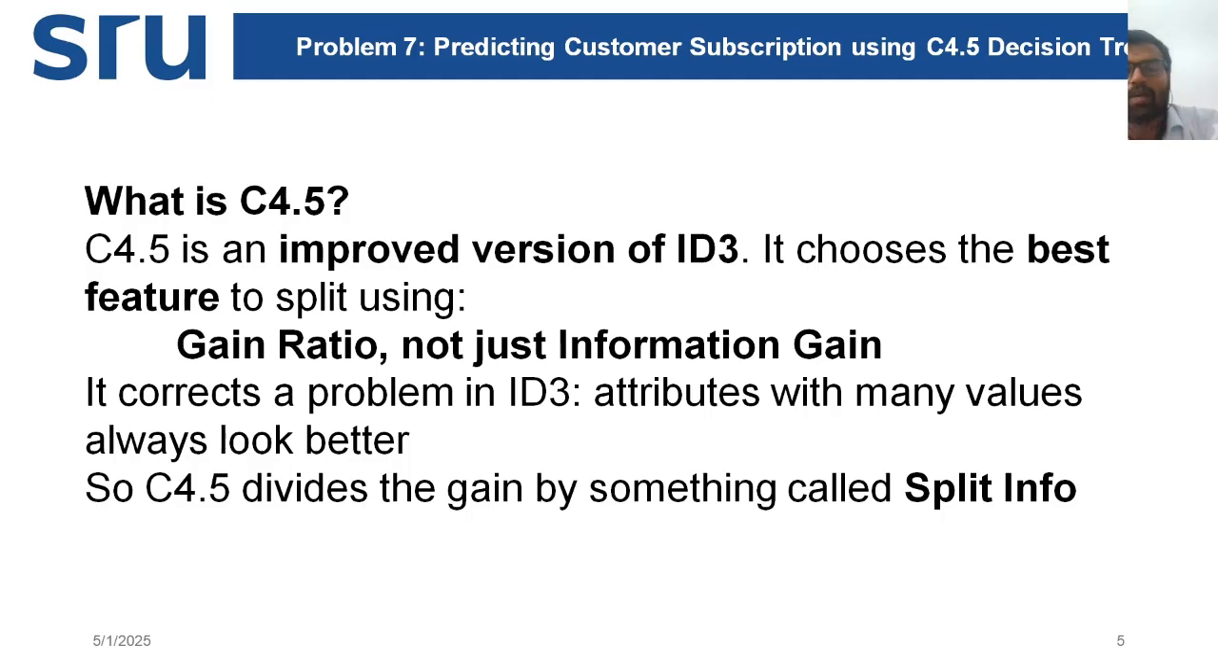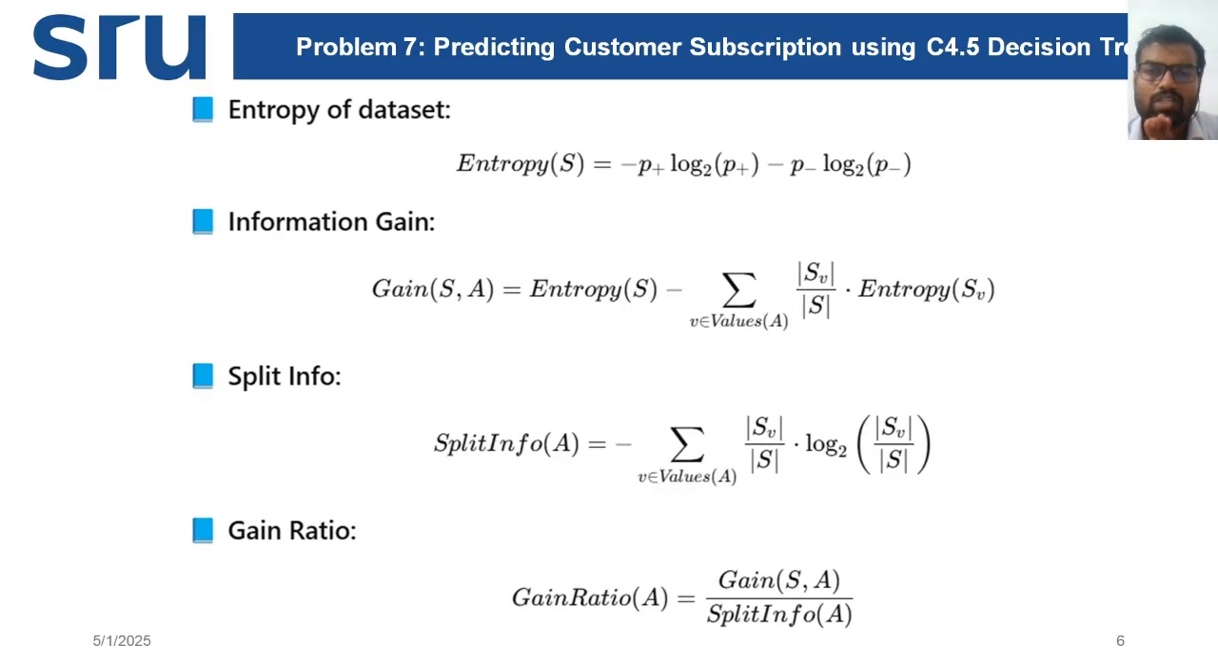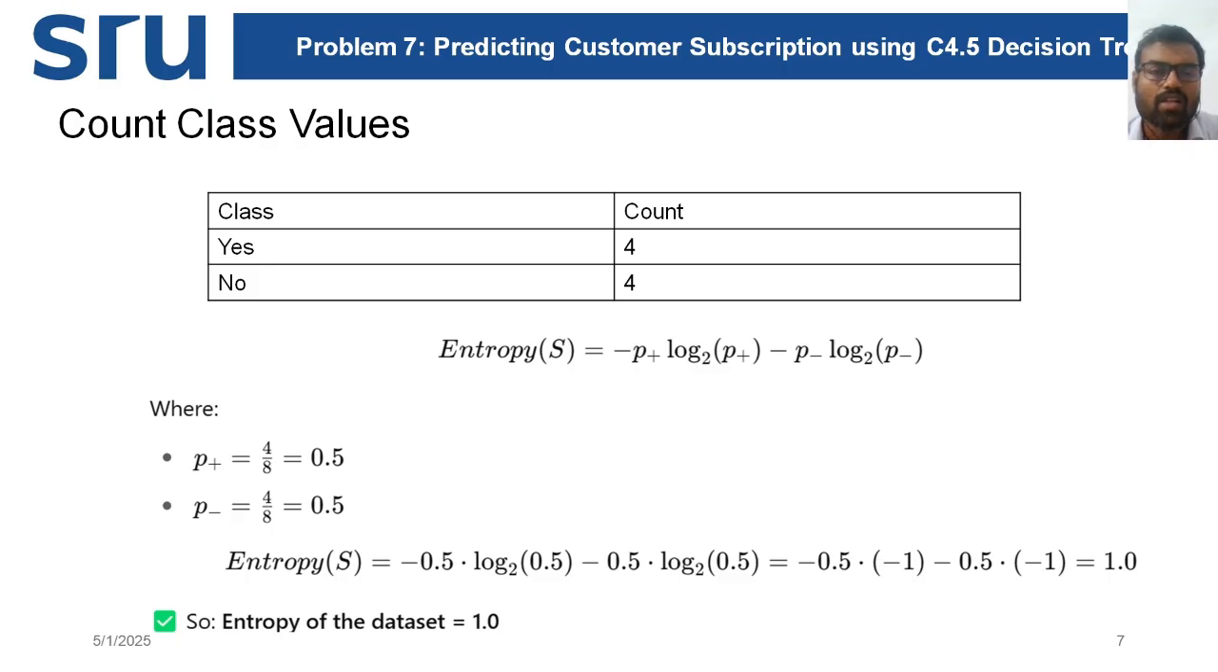It corrects a problem in ID3, because attributes with many values always look better. But C4.5 divides the gain by something called split info, so we can call it gain ratio. We have entropy, which you know the formula for, information gain, which you obviously know, and split info and gain ratio. These additionally come into C4.5. So let's see the class counts first.